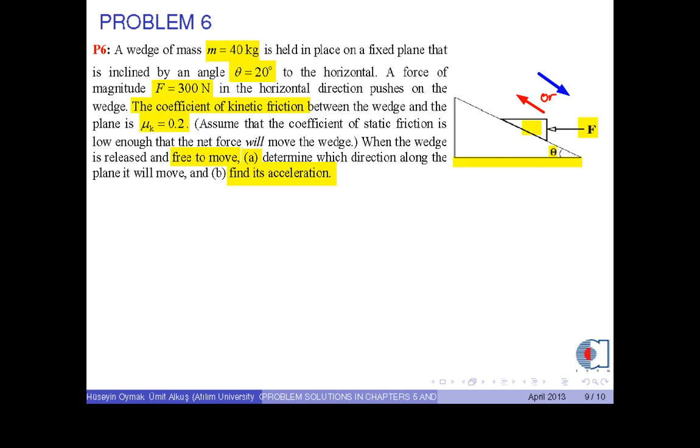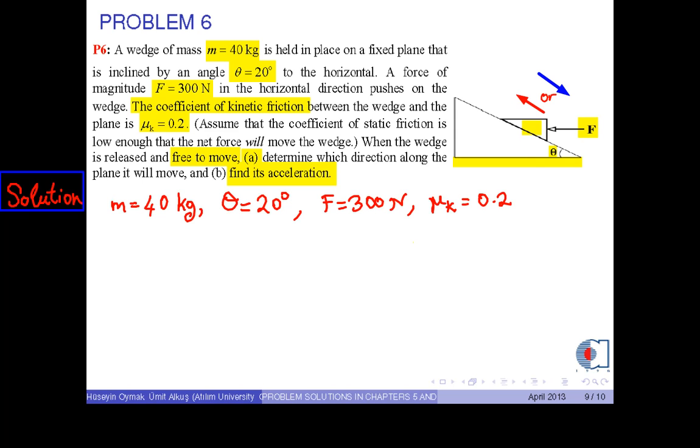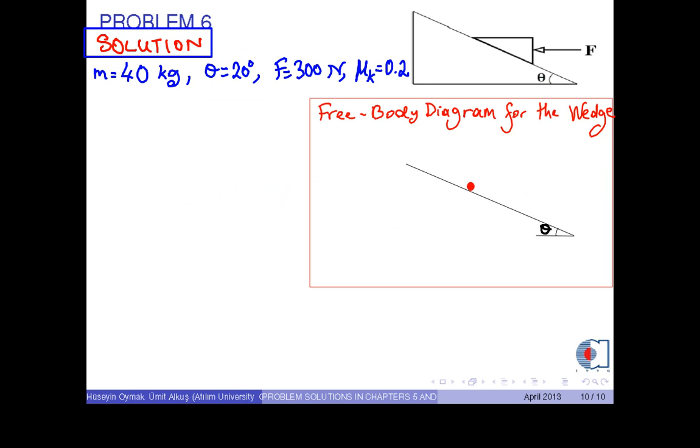Okay, let's solve the problem. We are given m equals 40 kilograms, theta equals 20 degrees, F equals 300 newtons, and mu k equals 0.2. First, we draw the free body diagram for the wedge. The wedge is represented by a point-like particle.